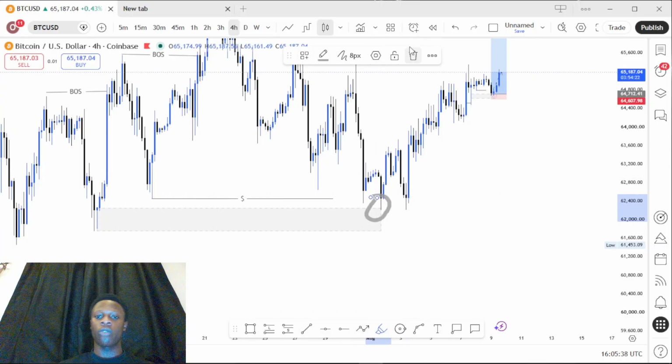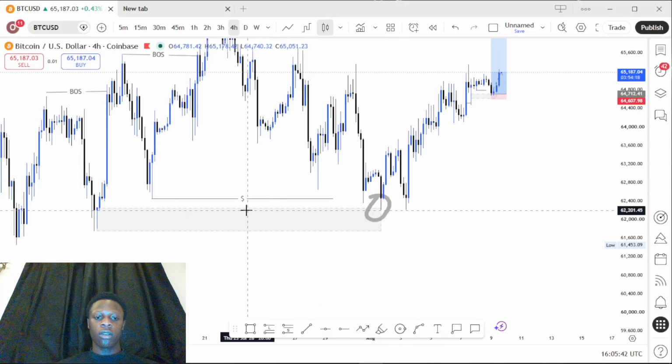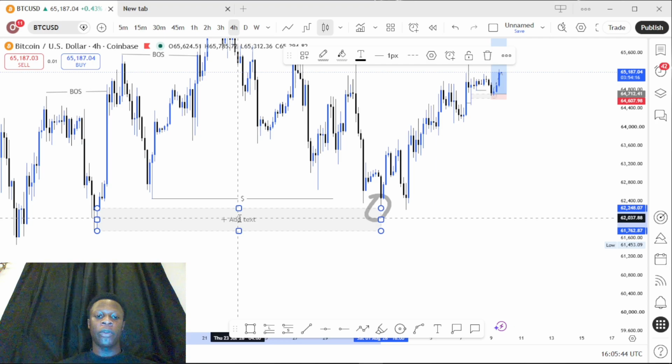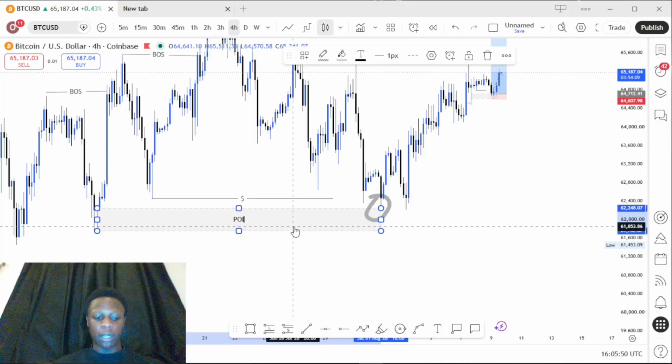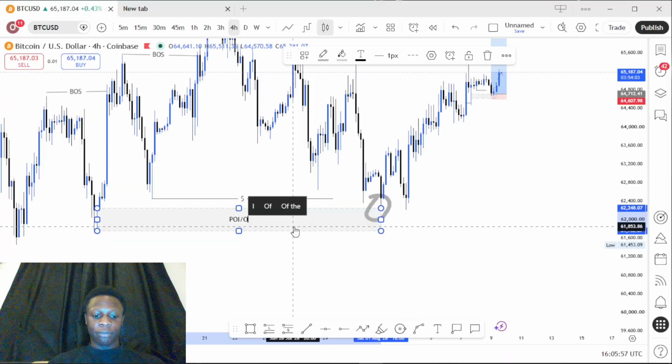For those of you that don't know what an order block is, it's also called a POI. Yeah, it's also called a POI. You can call it a POI, or you call it an order block.